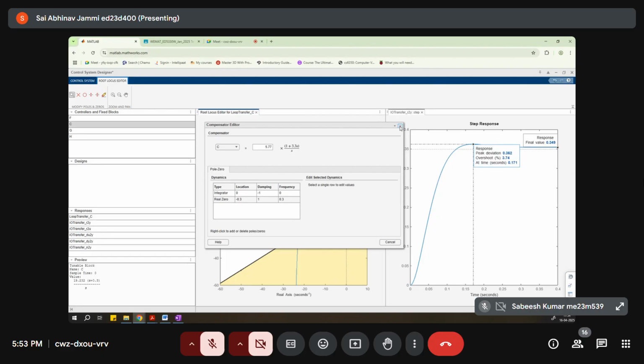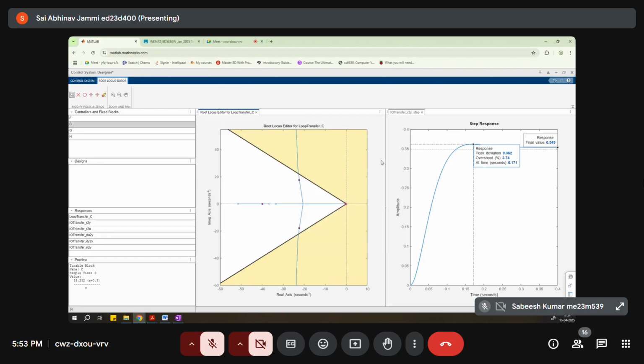So now we are well within the constraints. I have my overshoot below 4%, and the final value of 0.349. So I have no deviation at the final value, and my settling time is very reasonable. So now I can freeze these KP and KI values.